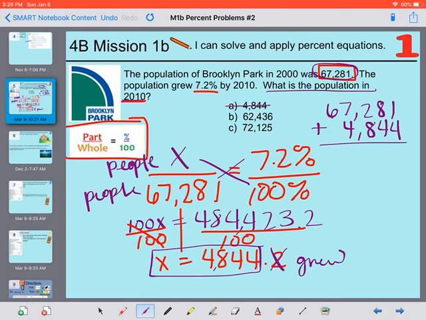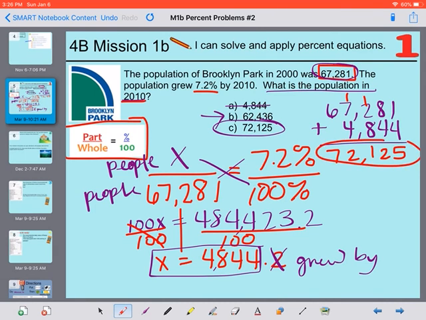So our answer is not A. That's how much our population grew by. Well, we know it can't go down. It didn't go down to 62,000. So just by looking at our information by process of elimination, we know that our answer would have to be C. If we add these up, 1 plus 4 is 5, 2, 1, 12. So yes, 72,125 people.